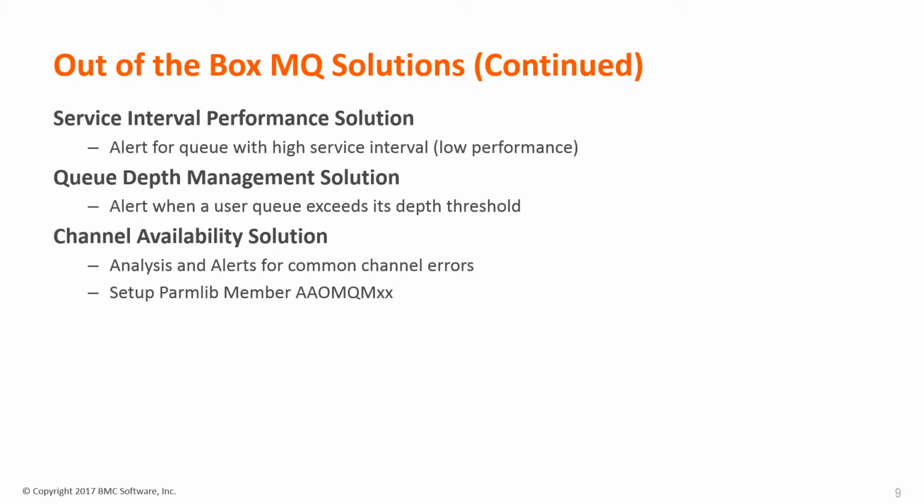We have out-of-the-box solutions for service intervals for your queues. So if you have a lot of latency between your puts and your gets, we can use this solution to notify you of that. There's a queue depth management solution, so you get an alert whenever a depth threshold is reached. And there's a channel availability solution that captures most of your common channel errors.